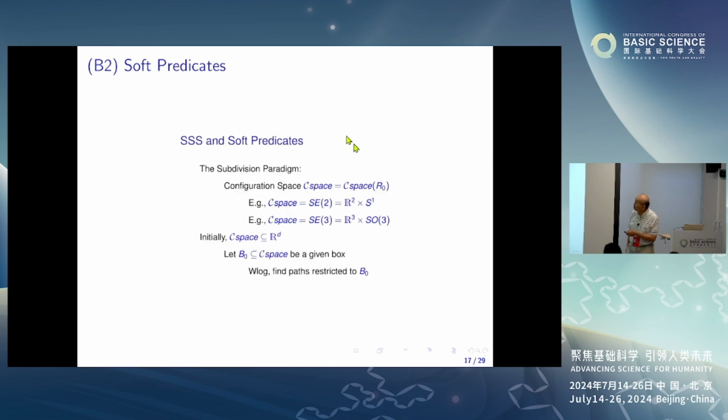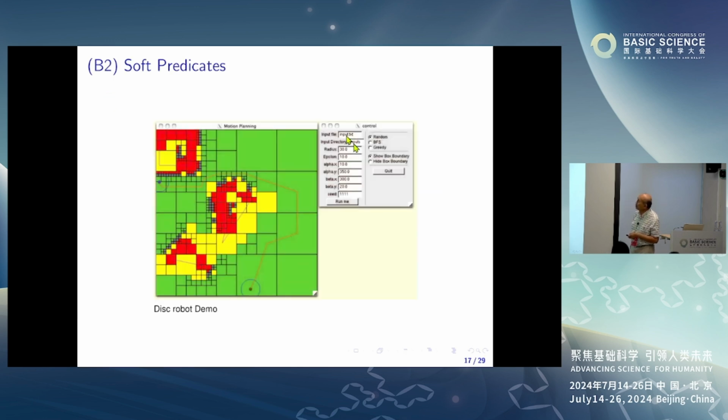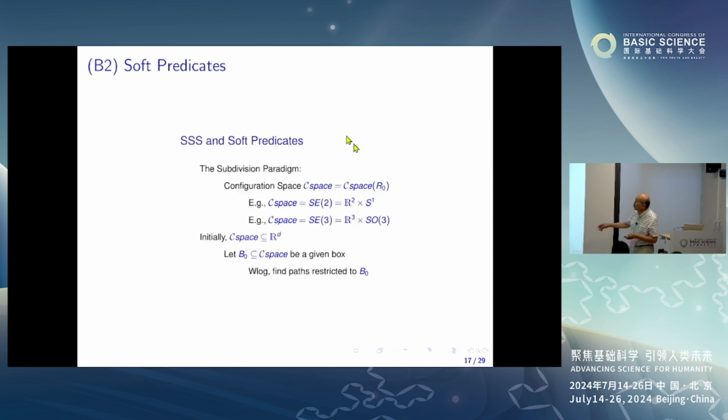So I'm going to just very briefly tell you what the subdivision paradigm is. So subdivision, what we're subdividing is not physical space, but configuration space. So the configuration space has to be split. So in this case, R2, you know how to split R2 into boxes. A circle is a little bit different, but a circle is very easy, basically a line. So no problem, you can split it. But the real challenge is in SE3, which is R3 cross SO3, the rotational group.